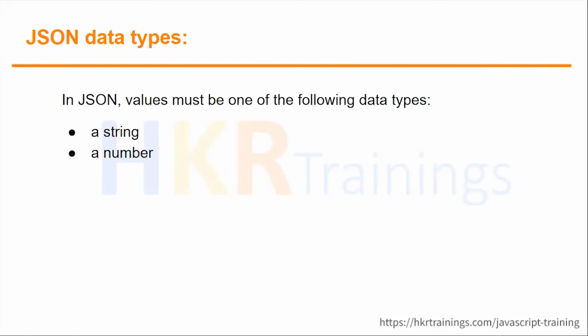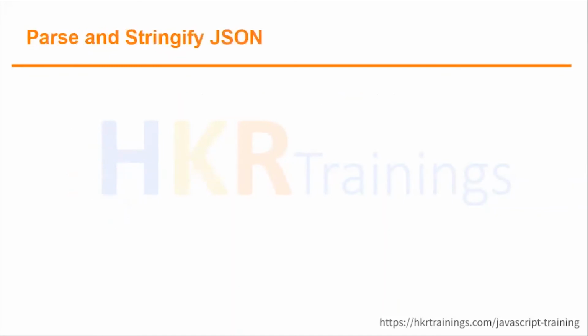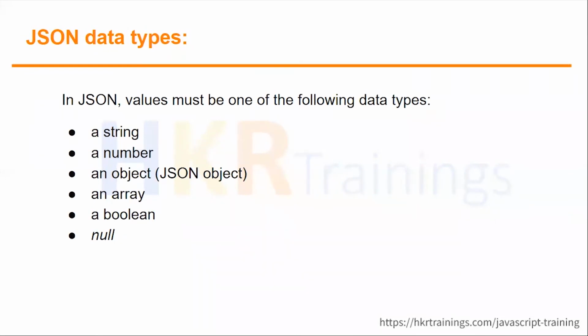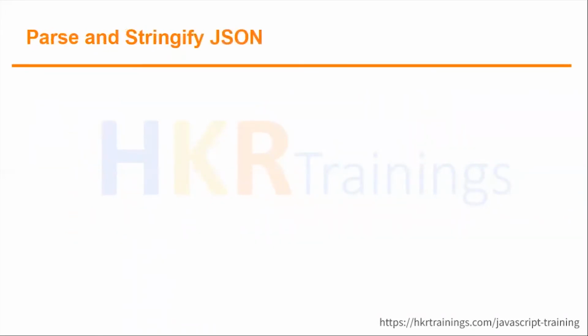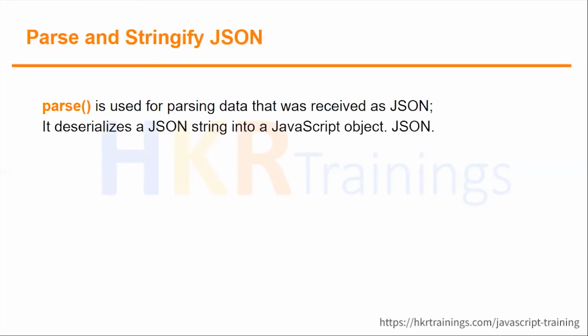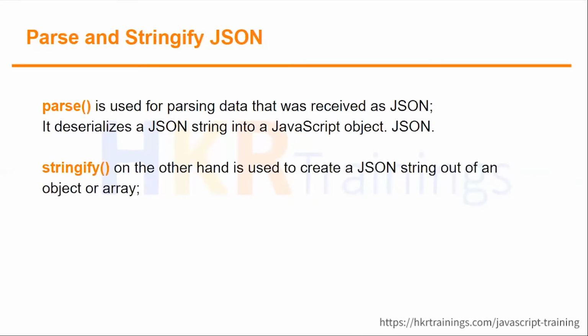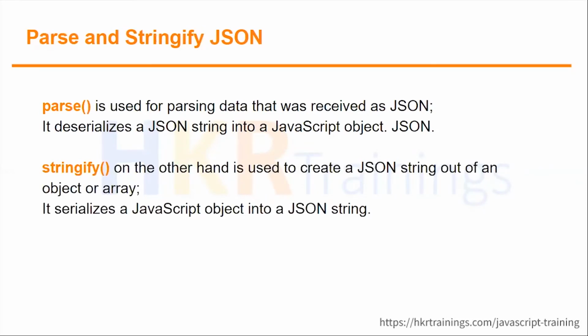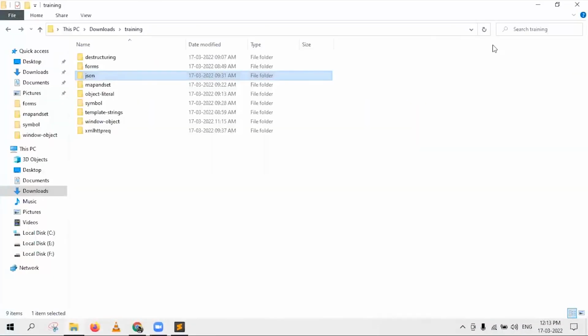JSON values should contain only a string, a number, an object, an array, a boolean value or null. These are the things that come under JSON data types. Now let's see parse and stringify in JSON. Parse is a keyword for parsing data that was received as JSON. It deserializes a JSON string into a JavaScript object. And stringify is used to create a JSON string out of an object. It's that simple. Now let's see this in action.